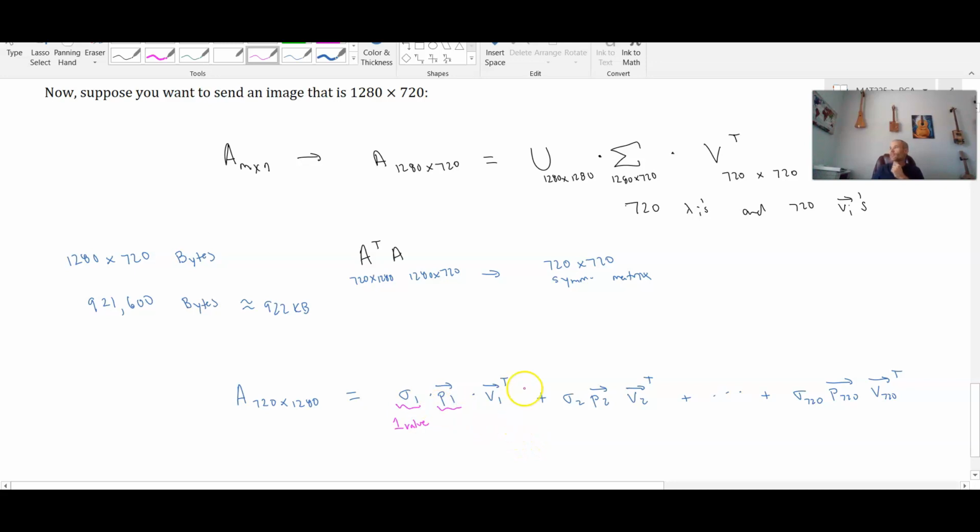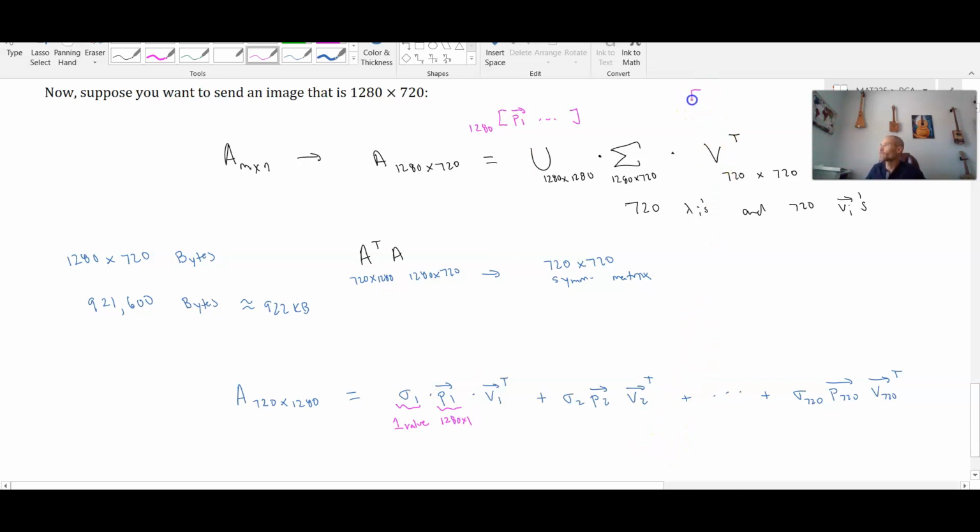Those p vectors, recall, are the columns of the U matrix. So you have p1 all the way up to pm, a series of these p vectors in here. Since U is 1280 by 1280, each of these columns will have 1,280 components in it. So this is going to be a 1,280 by 1 vector.